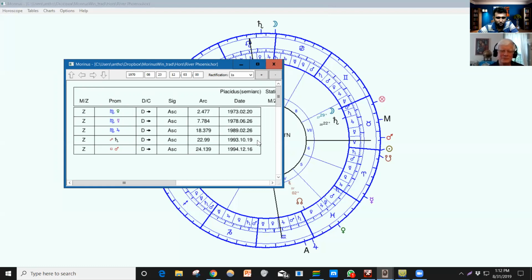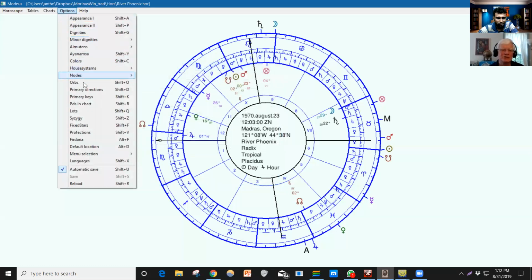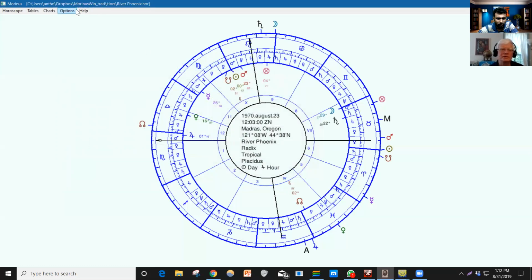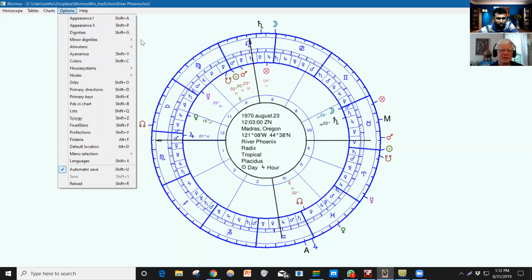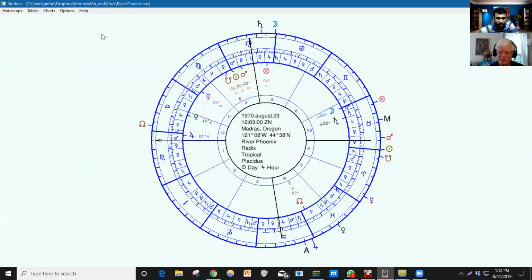Okay. So do you think we can just direct the lot of fortune? Yes. Yeah, that's a good one. Options. I'm going to switch back to the Placidus key just for consistency. And let's direct the lot of fortune. Options, primary directions. So the lot of fortune. And so this should show his material fortune plus his health. Let's see what happens. Precisely health. That's why I wanted to just check.